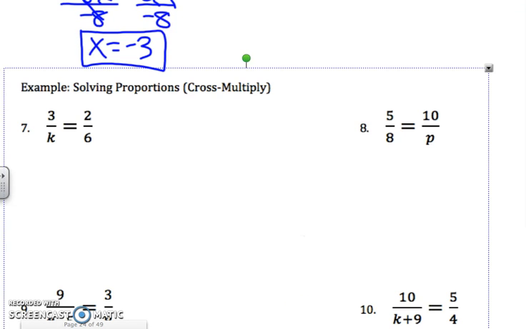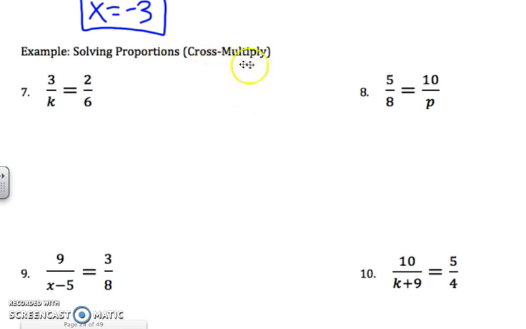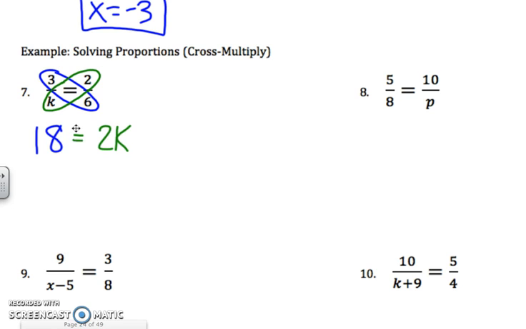Alright, we are going to solve proportions now. Some of you guys will remember this as cross multiplying. So I'm going to cross multiply on 7. So the numbers that are across would be 3 times a 6, for example. 3 times 6 is going to be 18. And I'll go ahead and write that on the left. Now I need to cross multiply the k and the 2. So k times 2 is going to be 2k. And then all I have to do is bring down that equal sign in between them.